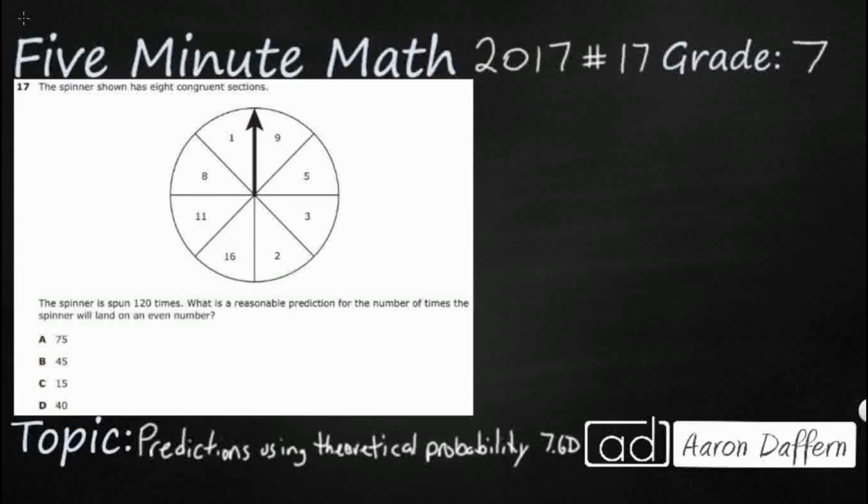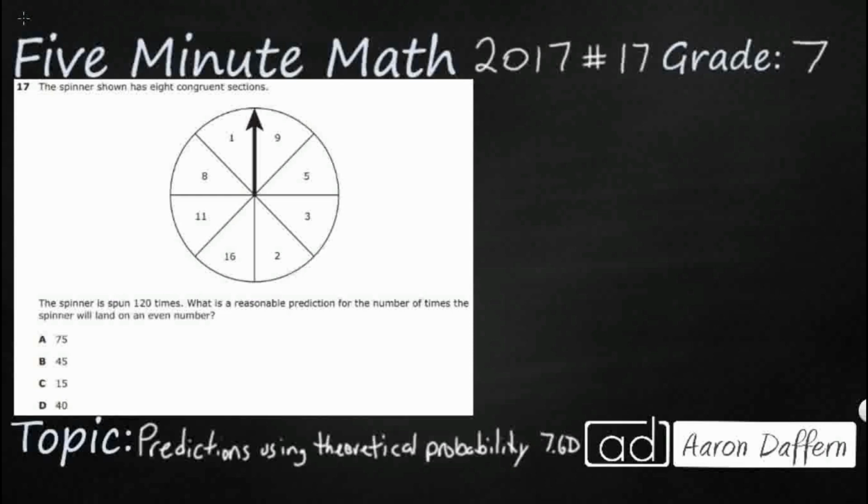Today we are looking at the 7th grade concept of predictions using theoretical probability. This is standard 7.6D in the great state of Texas, and we are using item number 17 off the 2017 released STAAR test. If you have not done so already, please go ahead and take a moment to pause the video, work this problem out on your own, unpause it, and then we will look at our answers together.